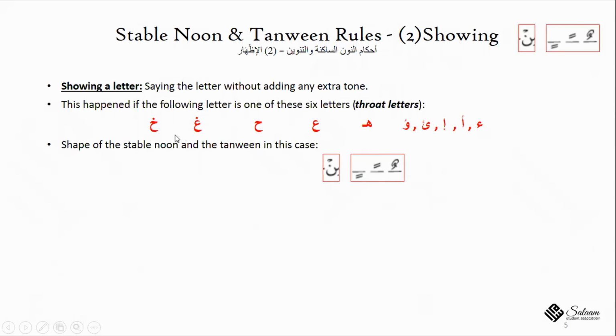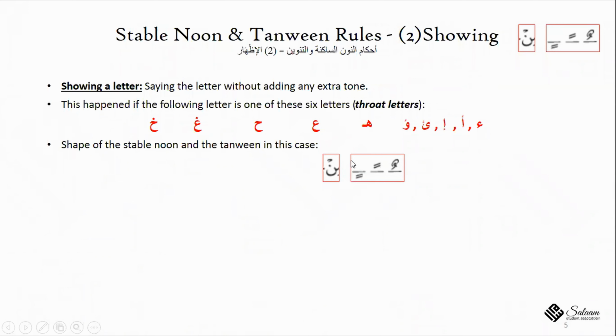If you have one of these after the noon and tanween, of course. Here, the shape, as we used to discuss the shape of the noon and tanween in every case. So in this case, the shape will be like this. The noon will have ha on it. Tanween will be like this. Like here, dhamma and something over it, and 2 fatha and 2 kasra, exactly above each other.